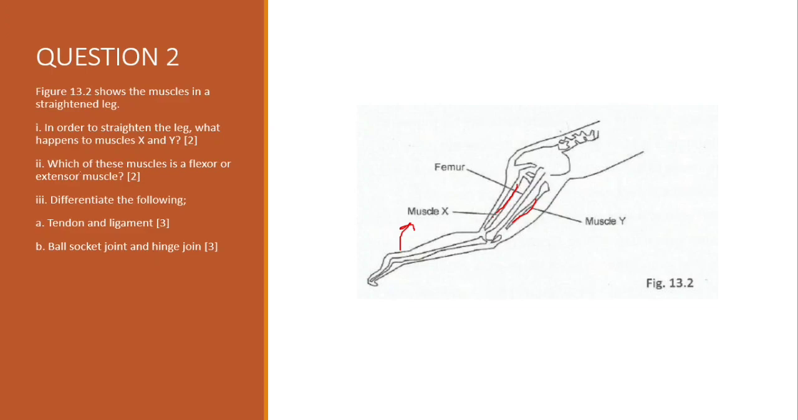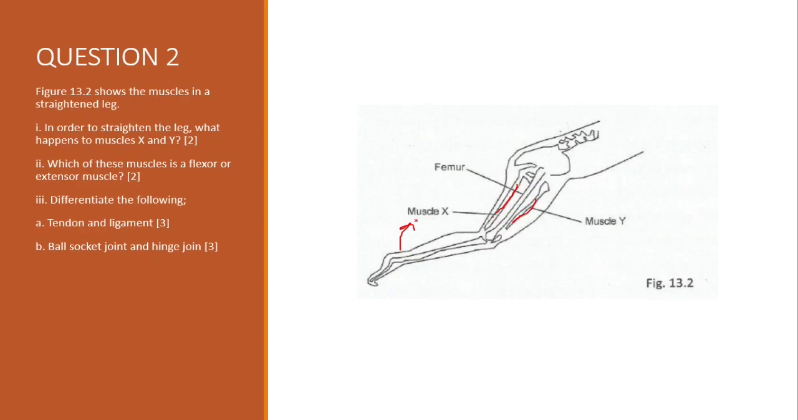Okay, question 2, which of these muscles is a flexor or extensor muscle? A flexor muscle is the muscle which is going to cause a joint to bend, while an extensor muscle is a muscle which is going to cause a joint to extend. So muscle X is the flexor muscle, while muscle Y is an extensor muscle. Okay, because muscle Y will cause this joint to extend, while muscle X will cause this joint to bend.